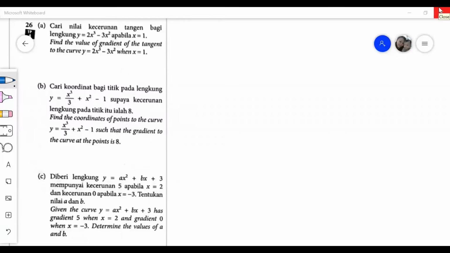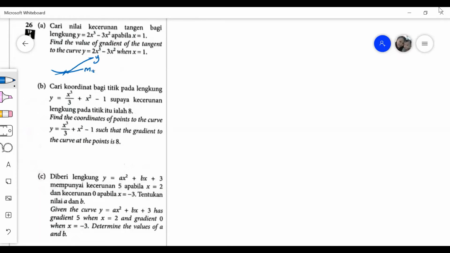Hi everyone, this is question number 26. So let's look at the question. We have to find the value of the gradient of the tangent to the curve. So let's just sketch the curve. So this is y, the function given, and we have to find the value of the gradient of this straight line. So this is the one that we are looking for.